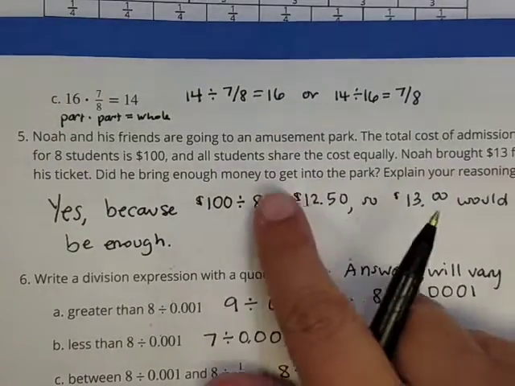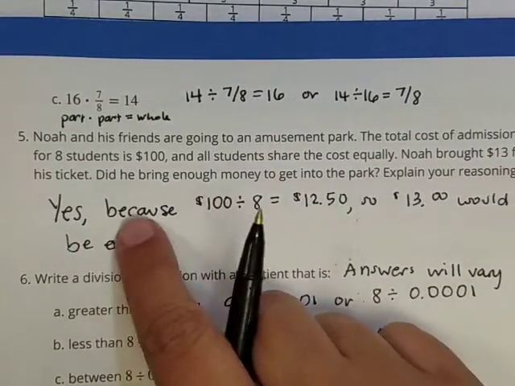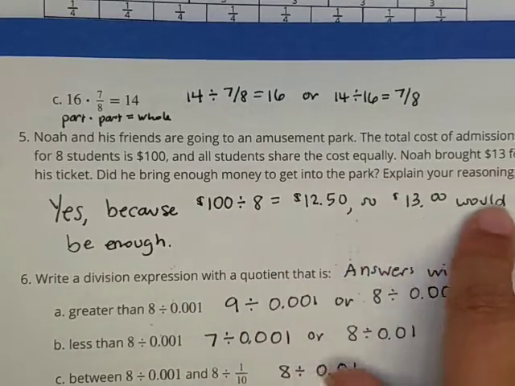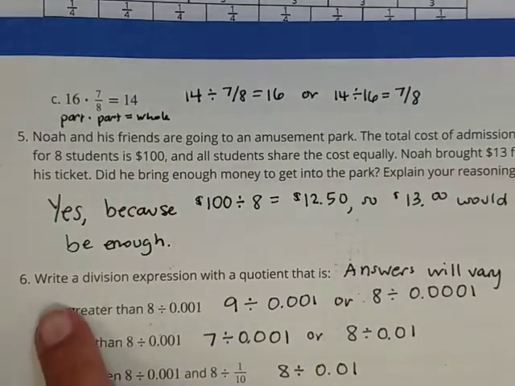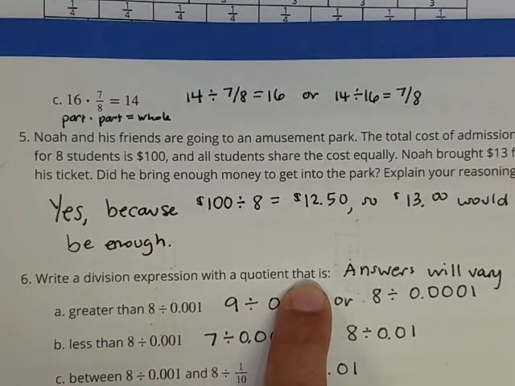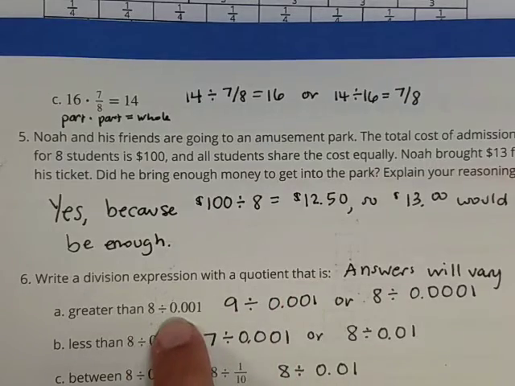All right, question 5. Did he bring enough money? Yes, he did, because 100 divided by 8 people is $12.50, so $13 would be enough. Question 6, write a division with a quotient that is greater than this.